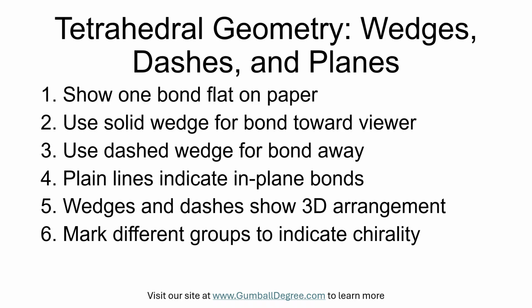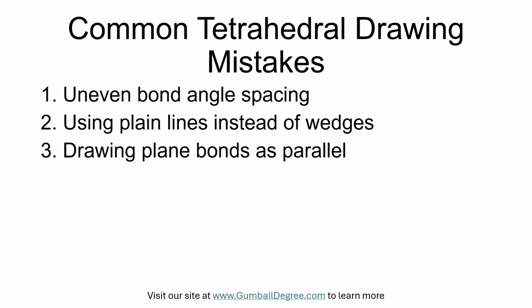When all 4 positions are occupied by different groups, this arrangement creates a chiral center that can have 2 non-superimposable mirror images. A common mistake is drawing wedges and dashes without keeping bond angles roughly equal, which can misrepresent the geometry. Fix this by spacing the 4 bonds evenly around the central atom so they mimic the tetrahedron.